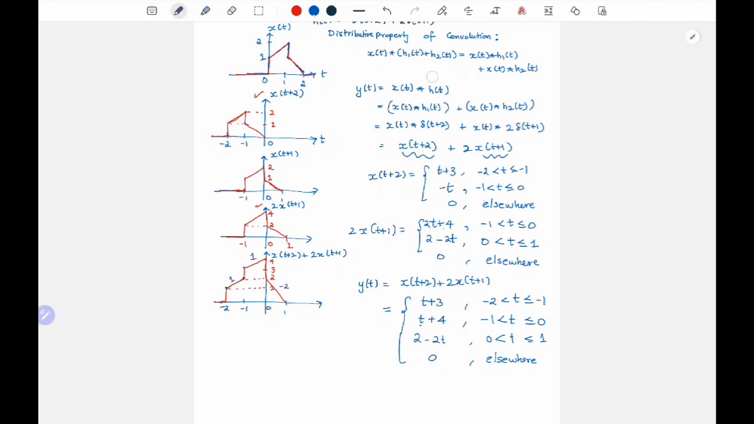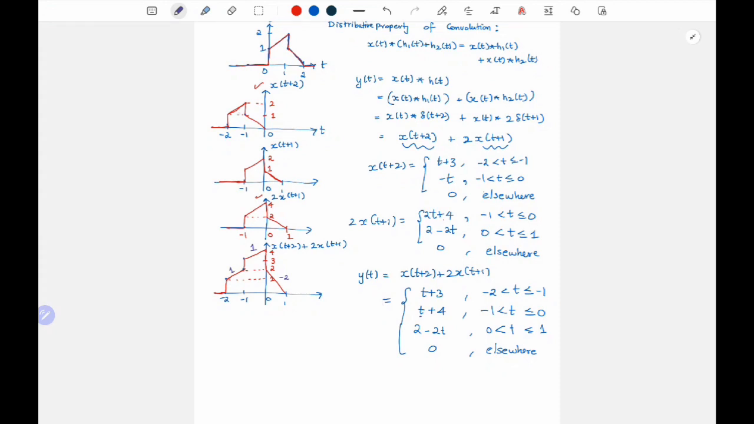Okay. So at 0 we have 4, which is correct. And here again it comes to 2 just after the 0 and then it goes to 0 again at 1. So this is the correct answer.